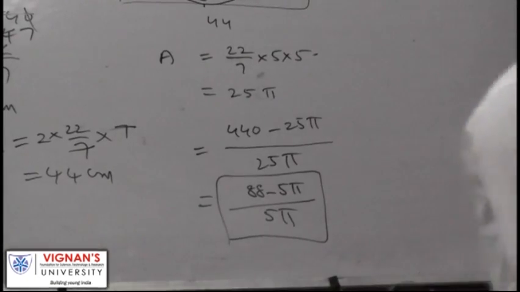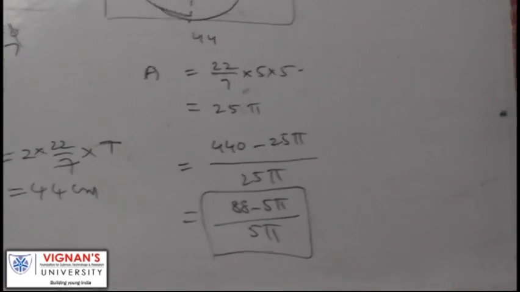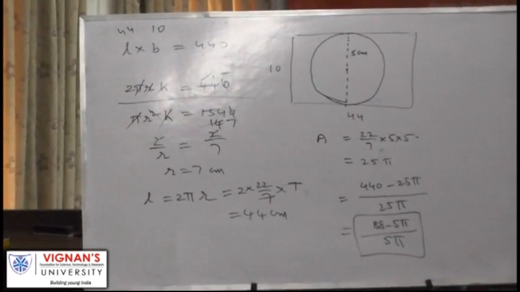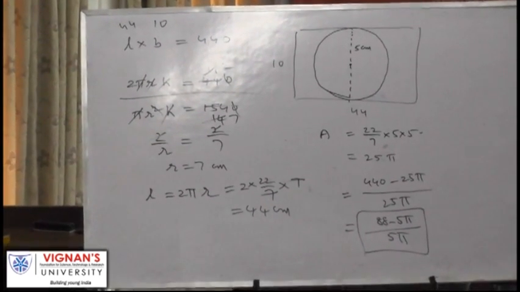Area of uncut region: total area minus cut region will give you the uncut region. Area of uncut region by cut region, that is what he is asking.